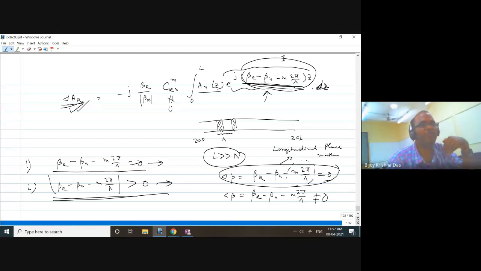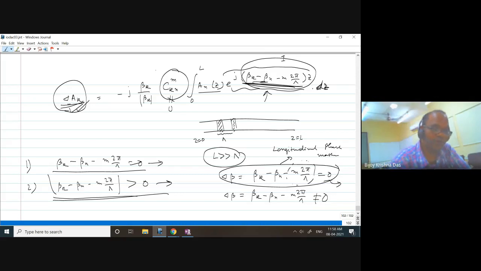Typically, beta k and beta n will not be the same, so beta k minus beta n won't be 0. If you have a longitudinal perturbation like this, there is a chance that whatever subtraction is there can be balanced by this periodic perturbation. So the phase matching condition can be achieved, and then you can expect some kind of coupling from the nth mode to the kth mode, and vice versa. So that is the first condition, that it has to be phase matched. And the second condition is that this should be non-zero. Even if the phase matching condition is there, but you are getting this one equal to 0, the coupling coefficient equal to 0, then the right hand side is also 0. So no evolution.